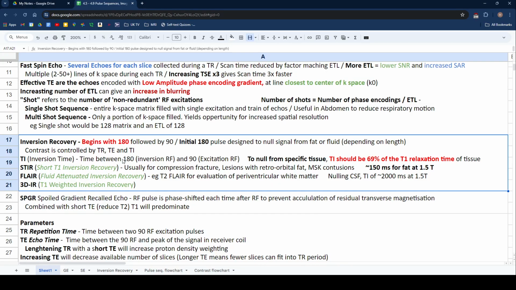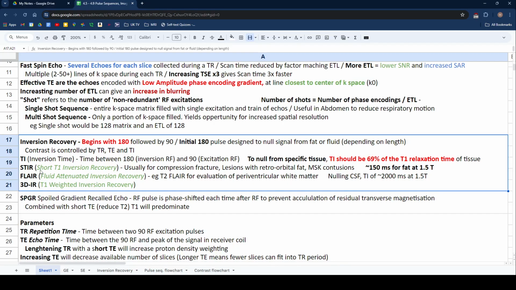It's the time between the 180 inversion RF and the 90 excitation RF. It's used to null signal from a specific tissue. And to do this, the TI should be 69% of the T1 relaxation time of the tissue. Your TI should be 69% of the T1 of the relaxation of the tissue that you want.